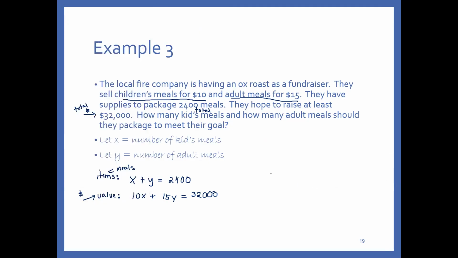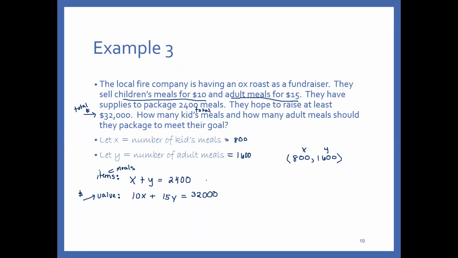So coming back here to my screen, I have the ordered pair 800, 1,600. Ordered pairs always come in alphabetical order, so this is my X value, this is my Y value. Putting that in context, X was kids' meals, so we should sell 800 kids' meals or package them for sale. And Y is adult meals, so 1,600 adult meals.